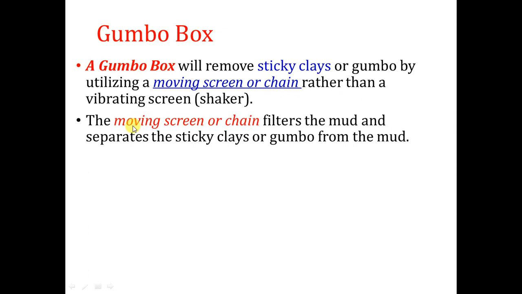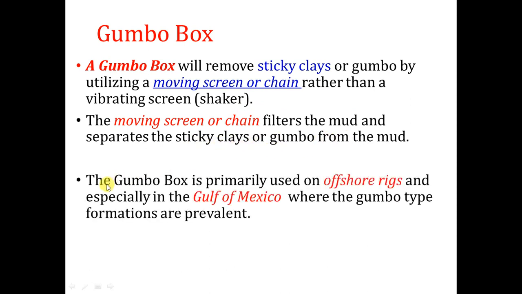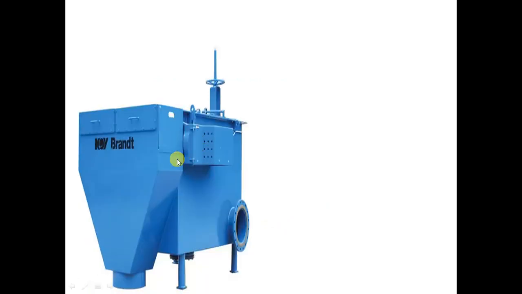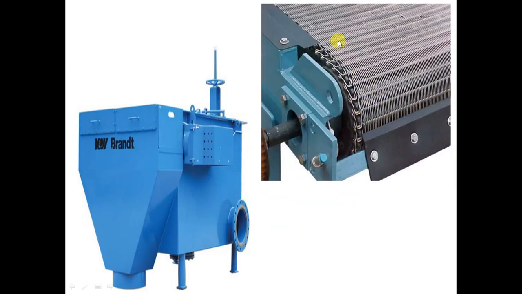This moving screen or chain filters the mud and separates the sticky clays from the mud. The jumbo box is primarily used in offshore rigs, mainly in the Gulf of Mexico, where jumbo shale is the most common. As you see, this is the jumbo box, and this is a moving chain, and this is the gear.